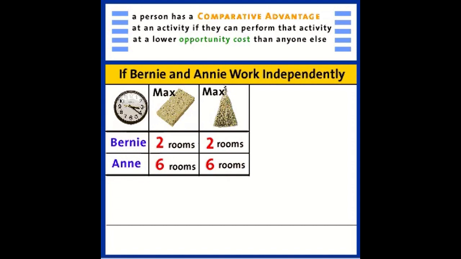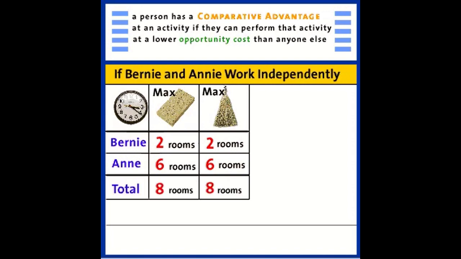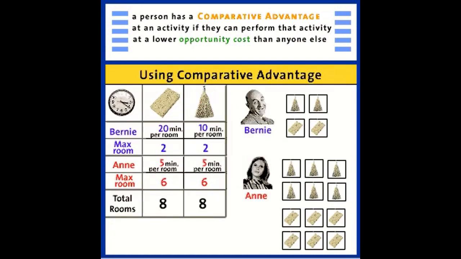Next, I'm going to show how Bernie and Ann can increase the profits of their business. That is, how Bernie and Ann can cooperate and clean more rooms together than they can when they work independently. And this is where we come to the concept of comparative advantage. Here we have Bernie, and here we have Ann. And next to each of our players, we have their present production pattern. Bernie is sweeping 2 rooms and scrubbing 2 rooms. Ann is sweeping 6 rooms and scrubbing 6 rooms.